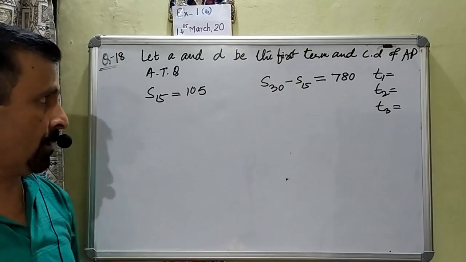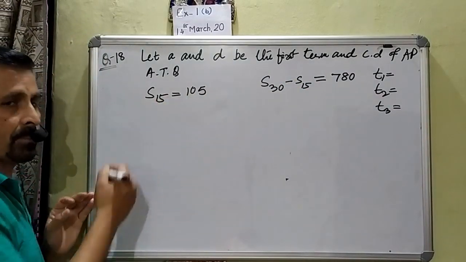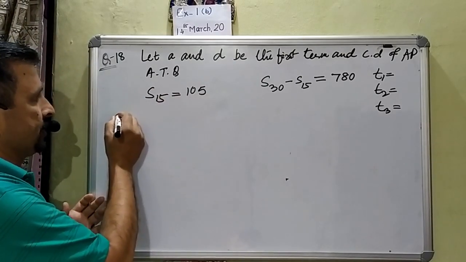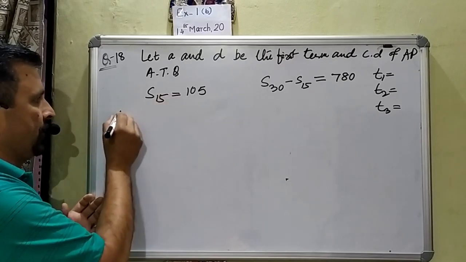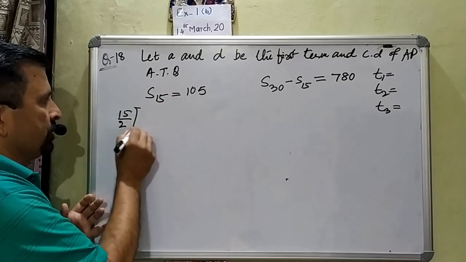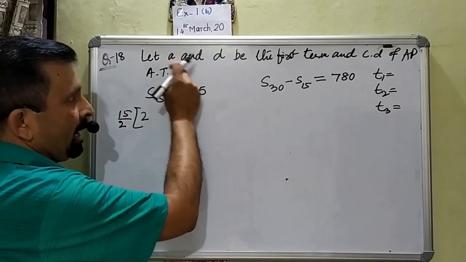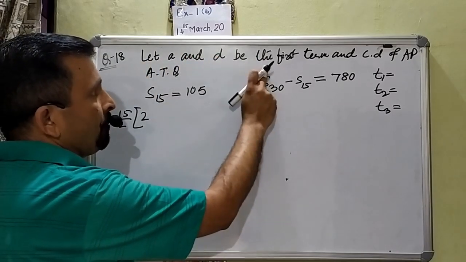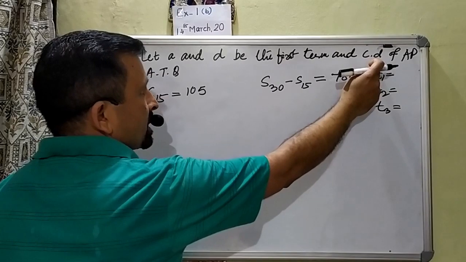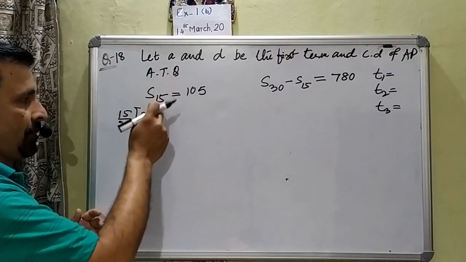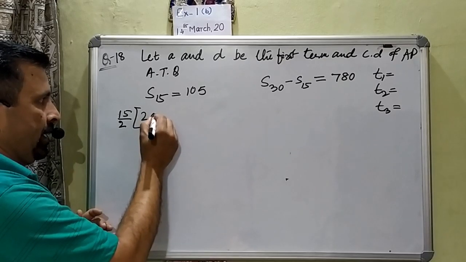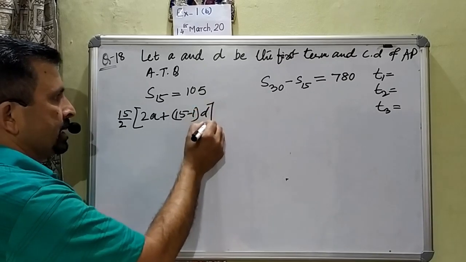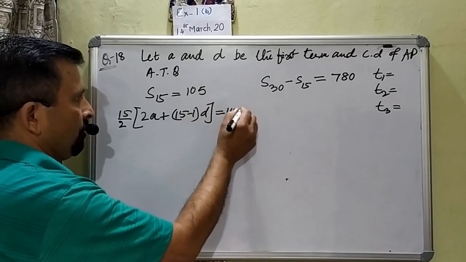Now with this information we have to find the first 3 terms. Let us see how we can solve this. Since this is given in terms of sum, we will use the sum of AP formula and expand it. Here n is 15, so 15 divided by 2 into 2a plus (15 minus 1) into d. We have assumed a to be the first term and d to be the common difference of the AP. This is the sum, and it is equal to 105.